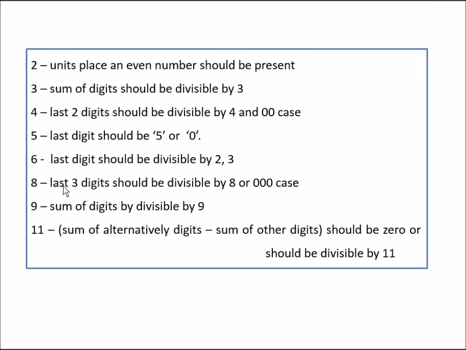For 8, the last 3 digits should be divisible by 8 or be 000. For 7 there is no simple condition. For 9, the sum of digits should be divisible by 9. For 10, there is no condition. For 11, the sum of alternate digits minus the sum of the other digits should be 0 or divisible by 11. These are the conditions for a number to be divisible by these numbers.